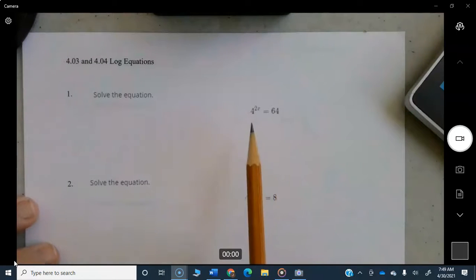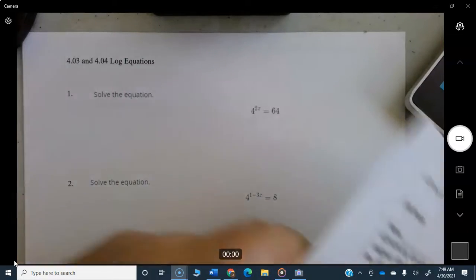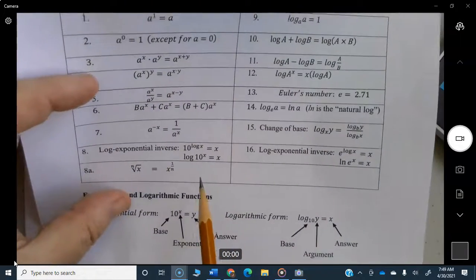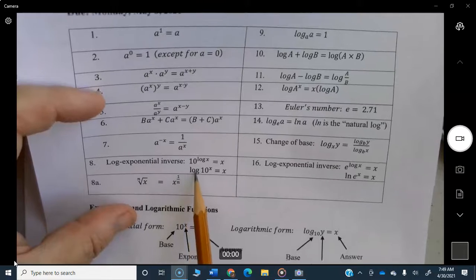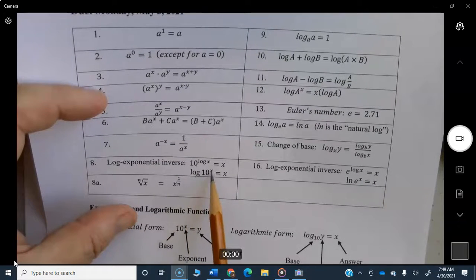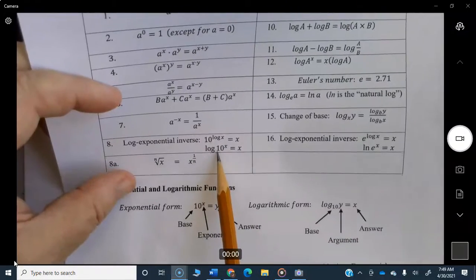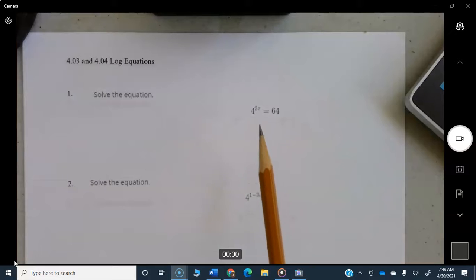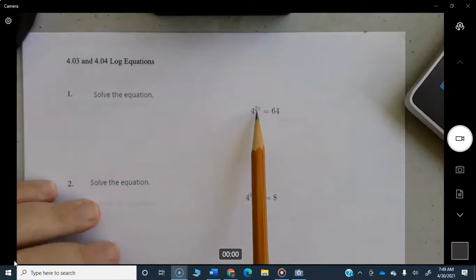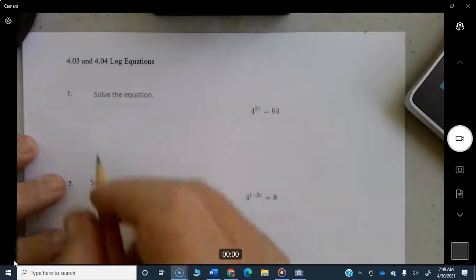So the one way this can be done is by using the inverse log principle, which says that if you take a number raised to a power, so 4 to the 2x, and then you take the log of that base, so in this case base 4, that's how you can use the inverse to get the x out of the exponent. So let me just go ahead and write that.